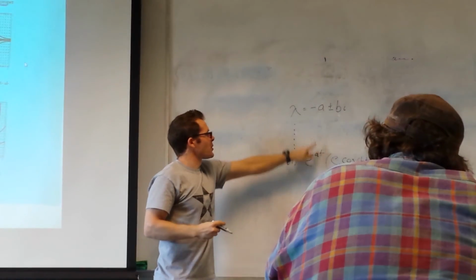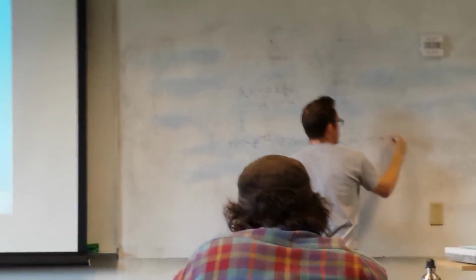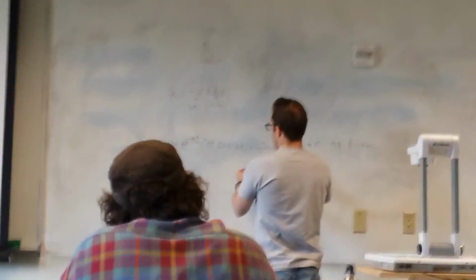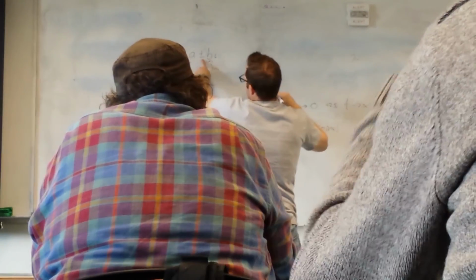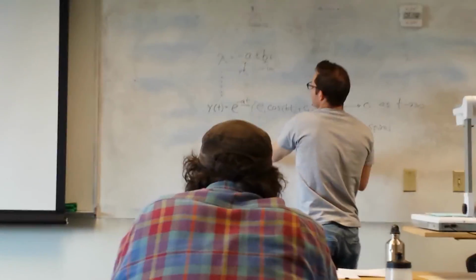This would force it to 0. So if you have a negative real part, this will go to 0. So this would be a stable spiral. Okay. On the other hand, notice they always come in conjugate pairs. So if you get a complex eigenvalue pair, they will both have the same real part. So they're going to both be negative a, right?